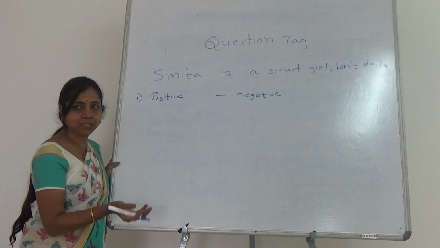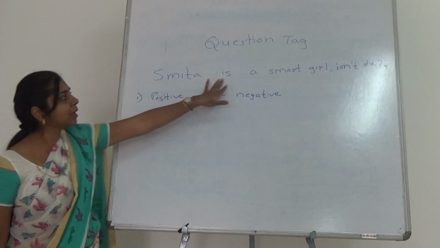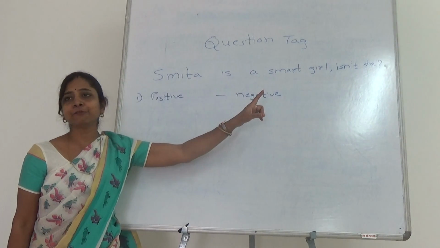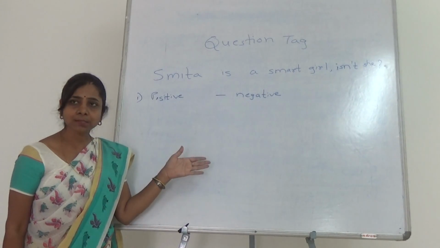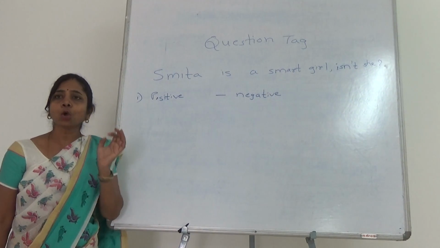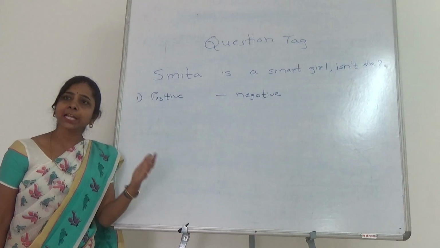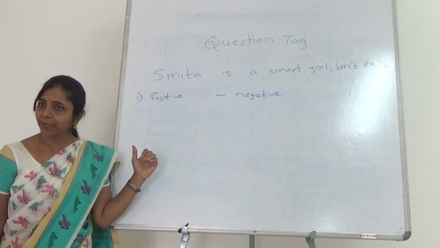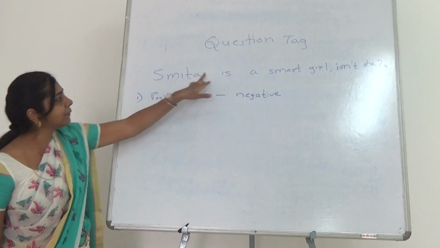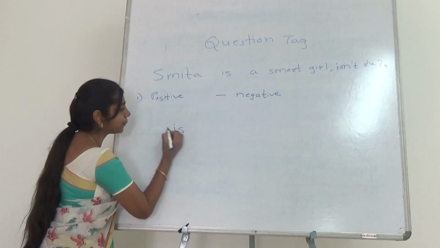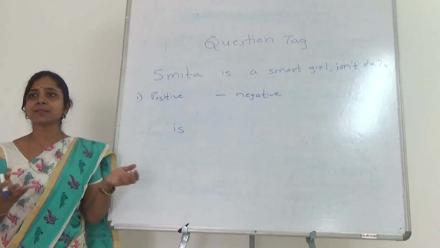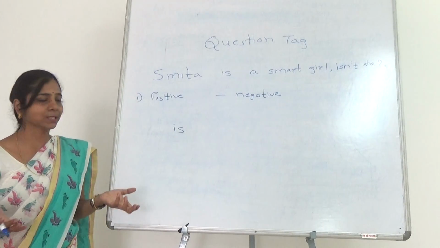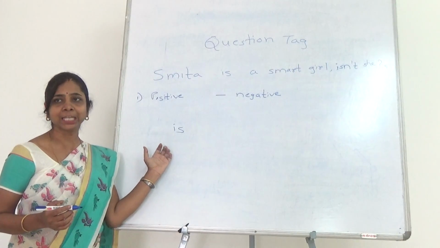Now what to do next? In first example, Smita is a smart girl. This is an affirmative sentence, so the tag definitely will be negative. Now what is the next step? You have to identify the auxiliary verb from the sentence. Auxiliary verb, some people call it as helping verb or supporting verb. So whatever is the helping verb in the sentence, you have to take that. Now in the given sentence, the helping verb is 'is'. You must be knowing the helping verbs: is, am, are, was, were, will, shall, have, has, can, could. All these are auxiliary verbs. So auxiliary verb we have taken is 'is'.